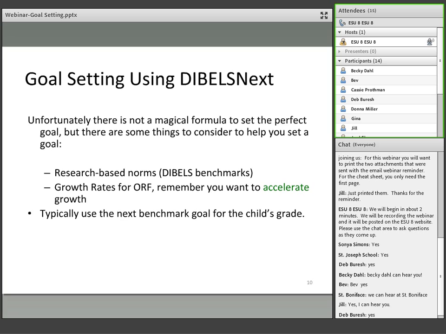And just to keep in mind, we want to accelerate growth for students as much as possible. So because of that, we'll typically want to use the next benchmark goal for the child's grade. So if it's a fifth grader, and we're at the winter now, we want to use the spring benchmark goal for fifth grade whenever possible. But there are times when that's not appropriate.